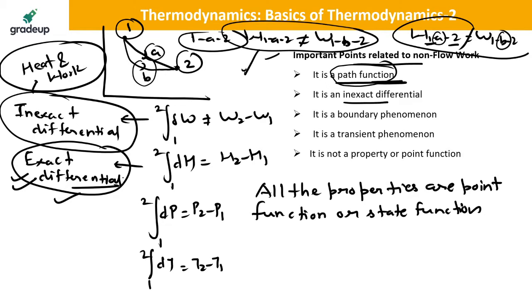It is a boundary phenomenon. You can see that non-flow work is a boundary work. You know that it is a transient phenomenon. Transient means something which changes with time. It is when the boundary of the system changes that work is obtained. Because the boundary changes with time and then this work is obtained, it is a transient phenomenon. It is not a property or point function.